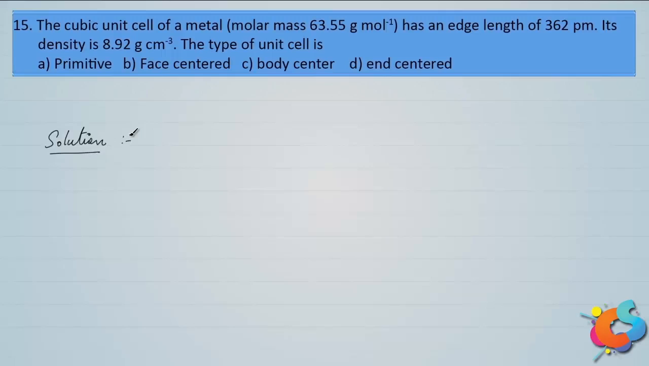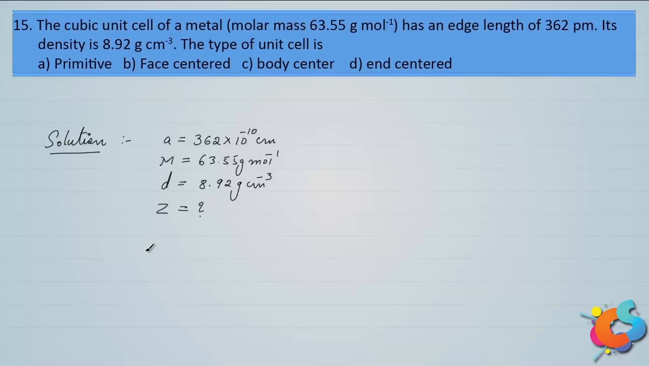Here we have the edge length as A is equal to 362 into 10 to the power minus 10 centimeter and the molar mass as 63.55 gram per mole, and the density is given as 8.92 gram per centimeter cube. We have to calculate the number of particles per unit cell to decide which type of unit cell it is. Therefore, Z is equal to question mark.